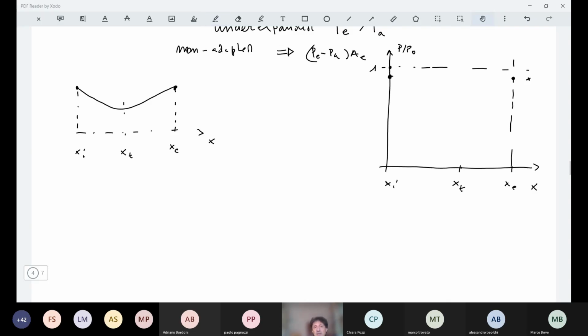And then going from the initial position to the throat, there will be a converging channel where we have a decrease of pressure. Let's put it this way. Perhaps it's already too much, but okay, we can consider different cases.